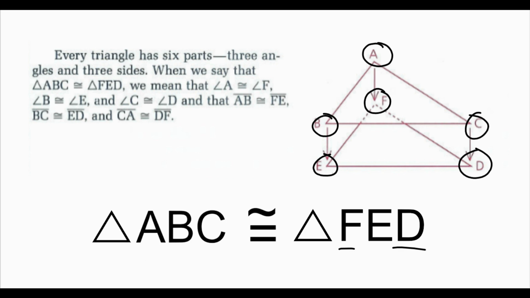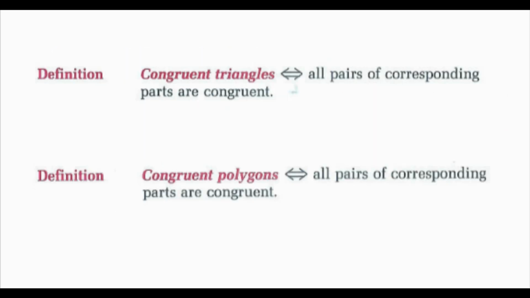So my congruent statement, even if I don't have a diagram, will tell me which angles and which sides are congruent. Notice if I had triangle DEF here, this would be an incorrect congruent statement, and I wouldn't have congruent triangles because angle A does not match with angle D. Now this leads me to two definitions, congruent triangles and congruent polygons.